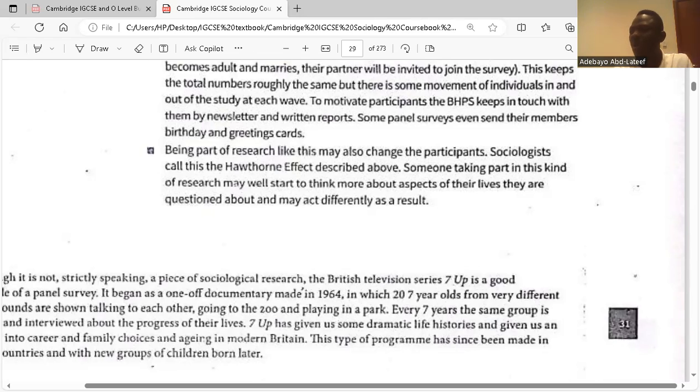And the third point is that it might bring about observer effects because the participants know that they are being observed. As a result, they might not behave naturally. They might come up with a different attitude that is not theirs. That's the observer effect. So that's the problem about longitudinal research. Is it clear? Yeah. So we stop here. Longitudinal research.